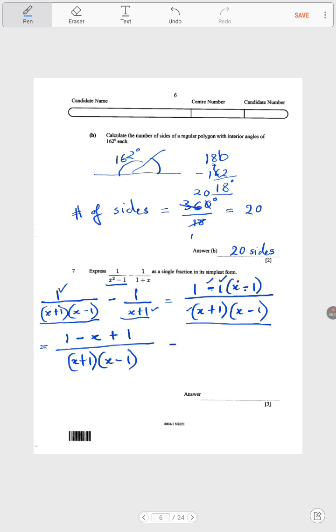So the next stage you're going to say 1 plus 1, you get 2, minus x, all over x plus 1, x minus 1. So that is your final answer.